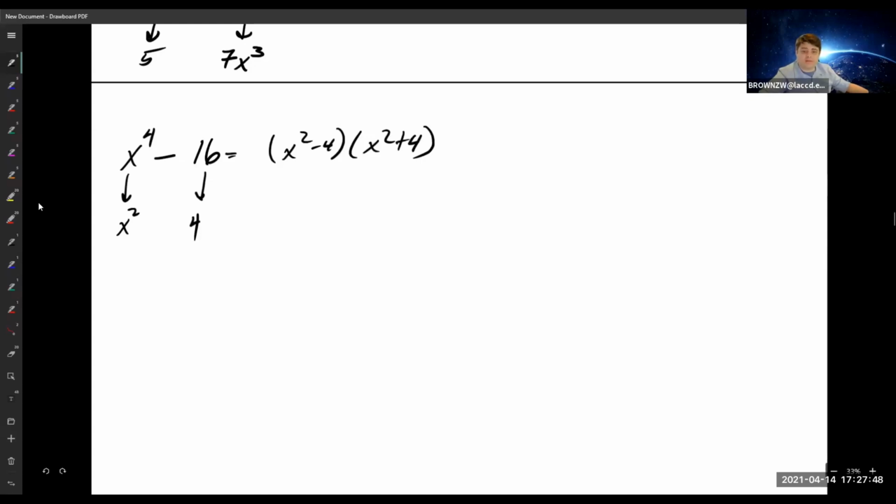But in this case, once again, the question is, can we factor again? Turns out we've got another difference of squares. When I factor this down, we still got some more squares. This is a perfect square of x. This is a perfect square of 2. So I could factor out just that first bit as x minus 2, x plus 2.